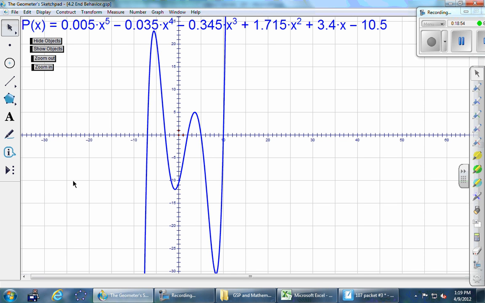Here's what I'm interested in. I'm interested in ignoring everything except for the leading term. Remember we used that vocabulary phrase, leading term? 0.005 x to the 5th. That is the leading term. Graphing x to the 5th, it's not hard. x to the 5th looks an awful lot like x cubed.